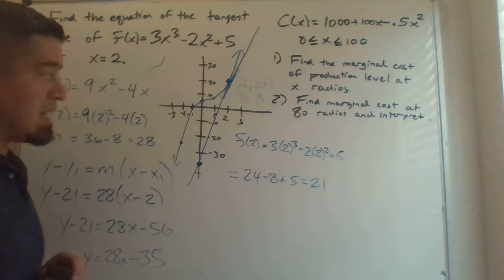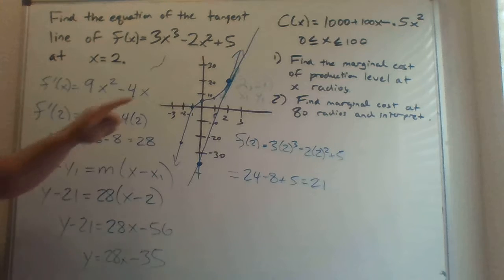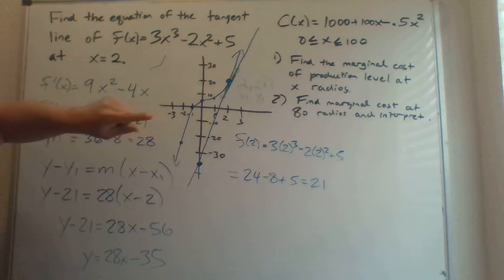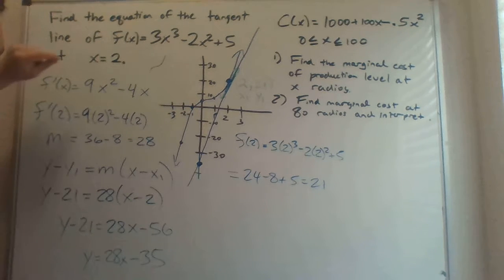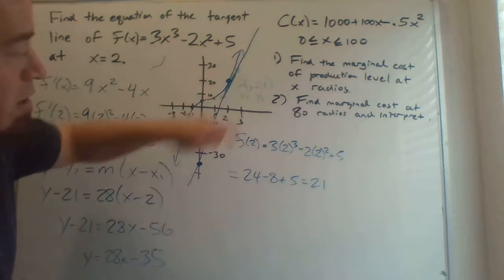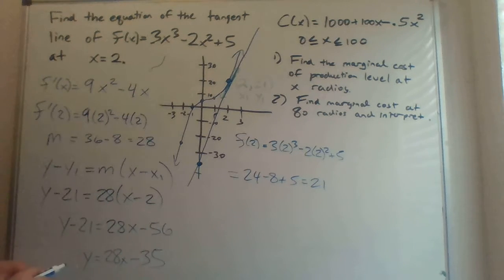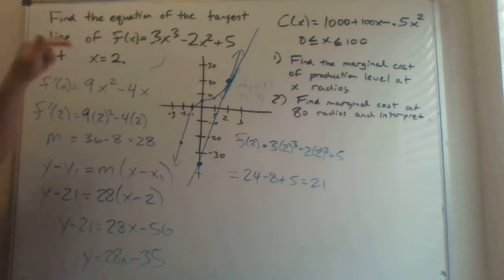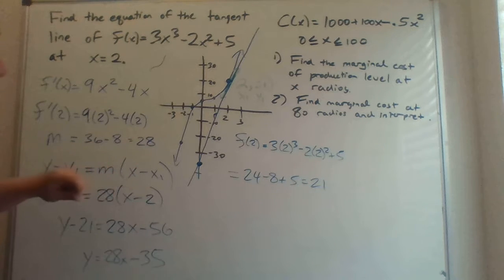Okay, so that's what we found. We found the equation of the tangent line at x equals 2. We did that by plugging 2 into the derivative to find the slope, and then plugging the 2 into the original function to find the y coordinate, the y1, and then ultimately using the point slope formula. So the lesson to take away: if you take the derivative of the original function, you can find the slope at a point, just like we did here. And then furthermore, you can find the equation of the tangent line by using the point slope formula.